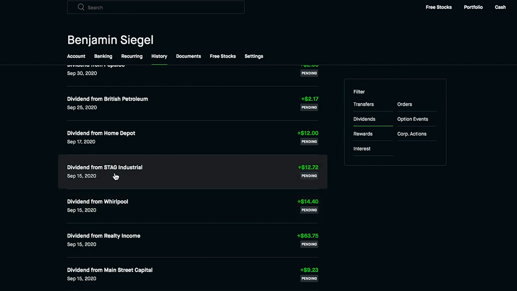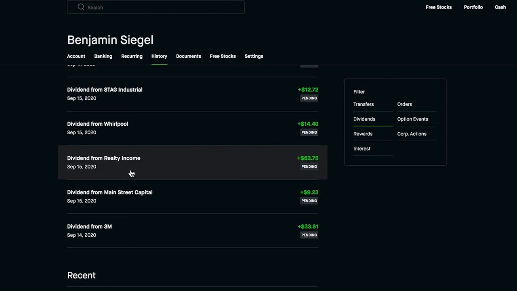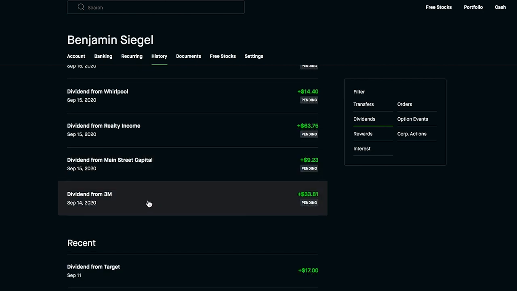September 15th, we have a nice payday. We have $12 from Stag. We have $14 from Whirlpool. We have $63 from Realty Income. We have $9.23 from Main Street Capital. And the day before that, we also have a $33 one coming in from 3M. So they are stacking up quite nicely, you guys.